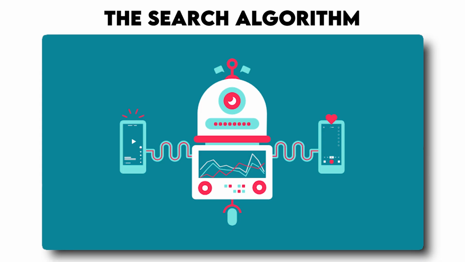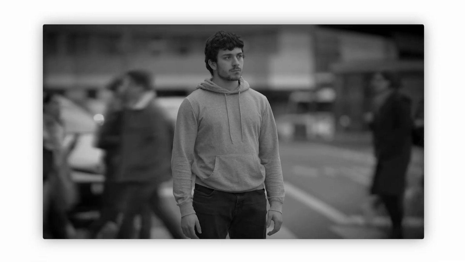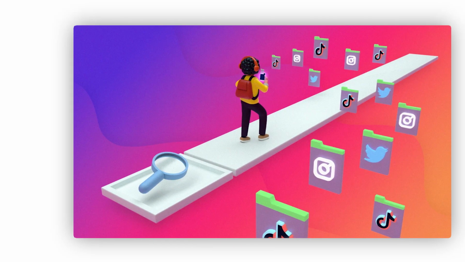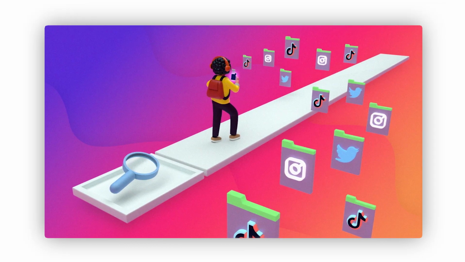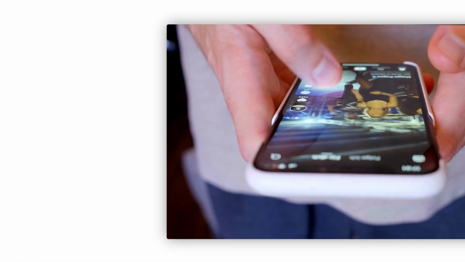The search algorithm. Now here's something that sounded absurd just 5 years ago. TikTok has quietly become one of the most used search engines among people under 30. When you search on TikTok, the app does way more than just pull videos with matching hashtags. Its search algorithm searches content much like you would search by hand, just faster.